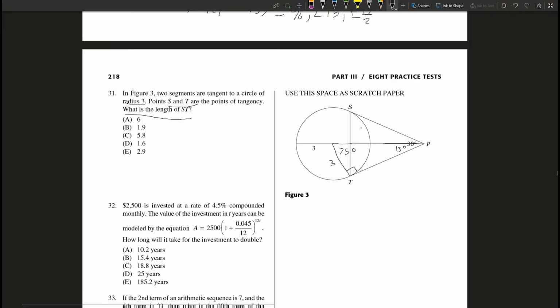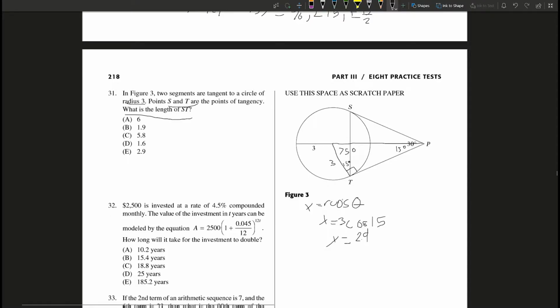And one's a length of ST, right? So we want to find out what this side is. So we can go ahead and find it using x equals r cosine theta. So x is going to be equal to 3 cosine 15, which is 2.9, around that number.